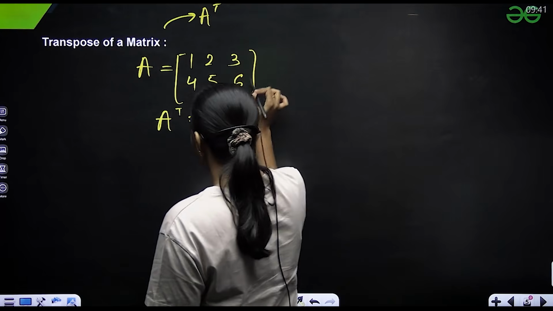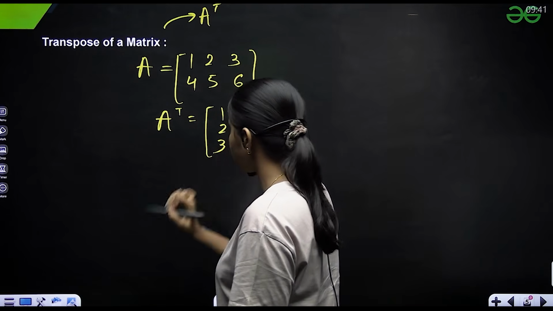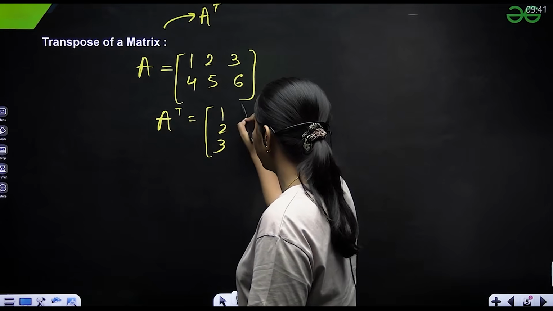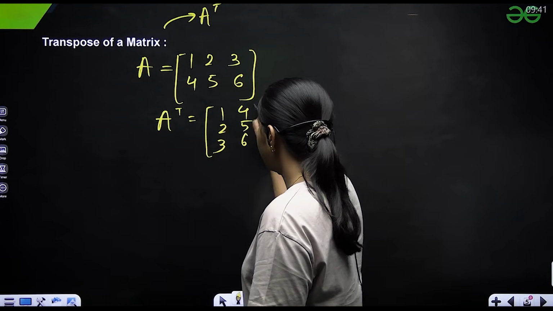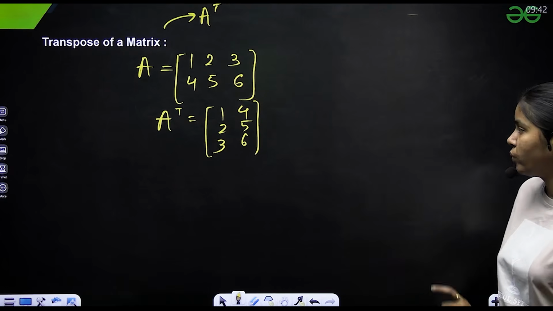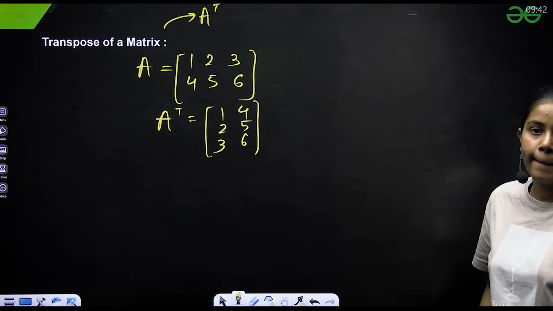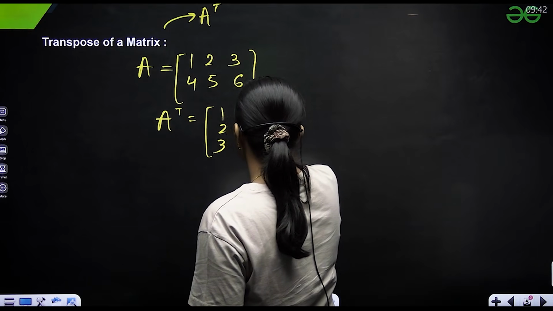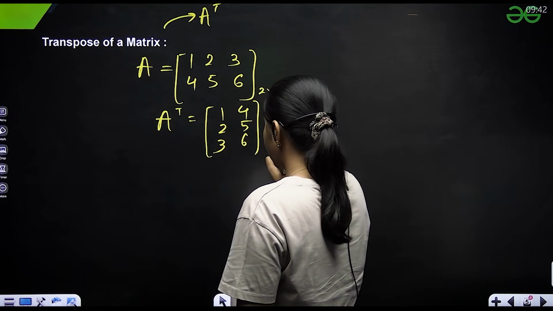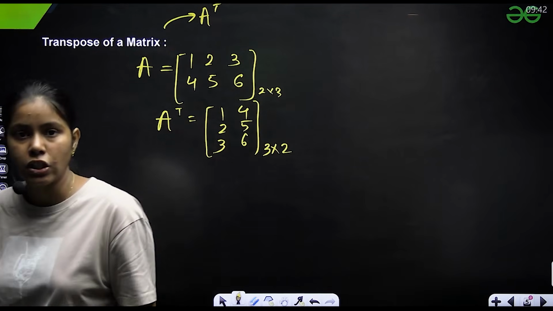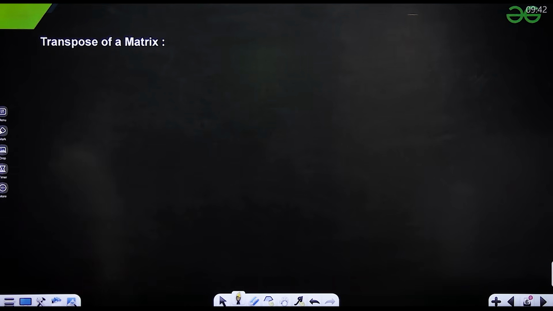The first row we have is 1, 2, 3, so it would become the first column, 1, 2, 3. The second row is 4, 5, 6, so it would become the second column, 4, 5, 6. So you can see that transposing means interchanging rows with columns, and you get your transpose, right? And you can see one thing: the order of the matrix is 2 cross 3, so the transpose would be 3 cross 2. The order also gets reversed because we have interchanged rows with columns.